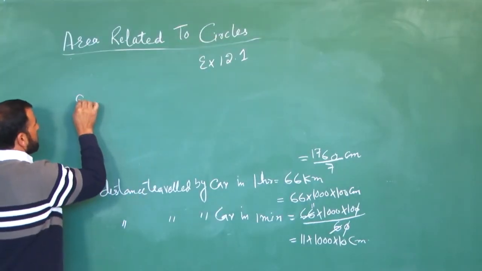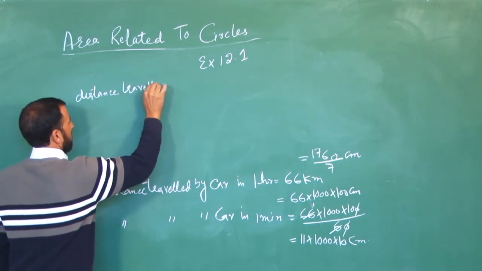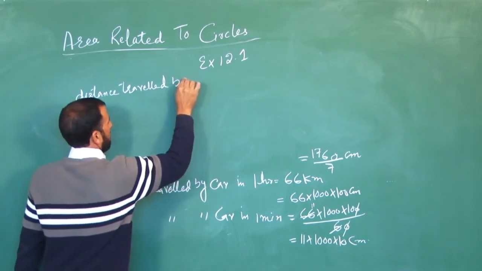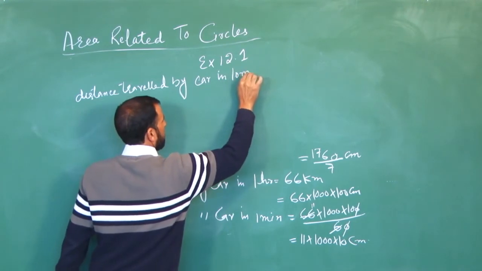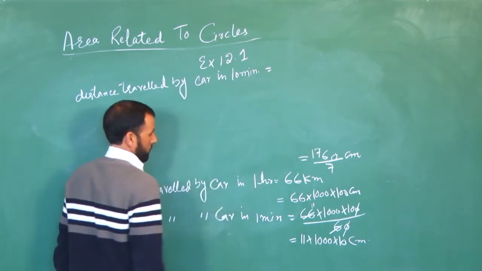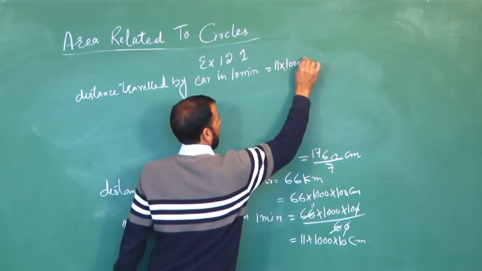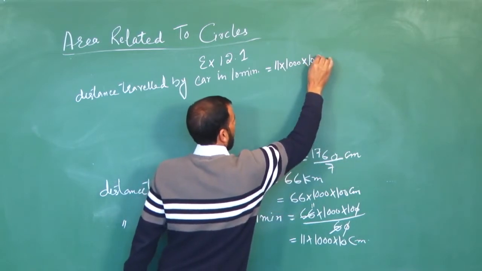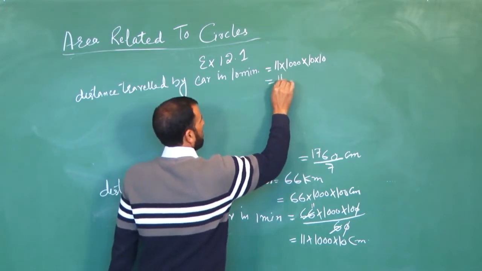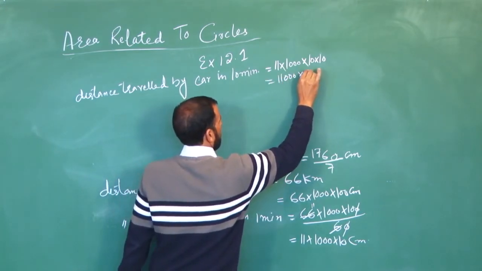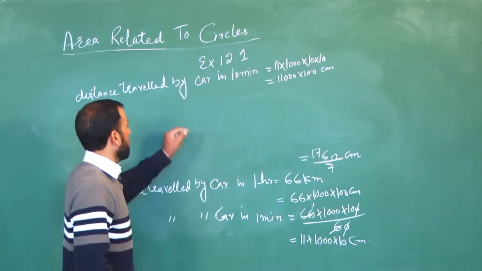Now, distance traveled by car in 10 minutes is equal to 11 into 1000 into 10 into 10 minutes. That equals 11,000 into 100 centimeter, the distance covered by this car in 10 minutes.